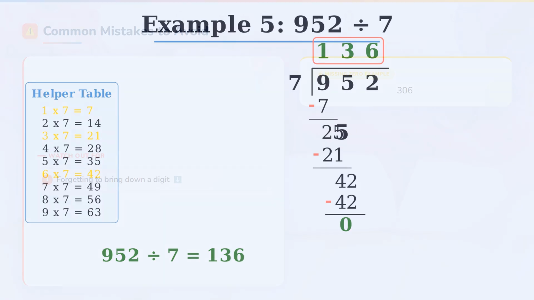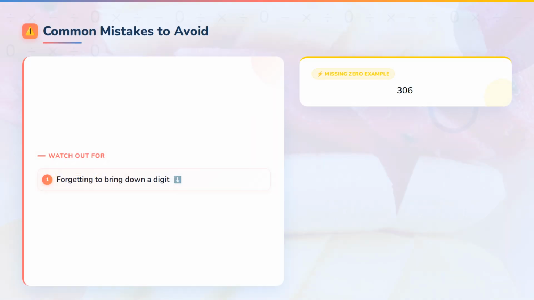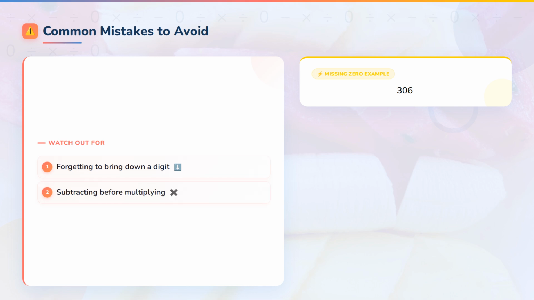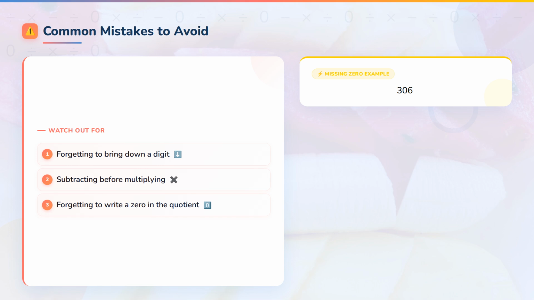Nice. Even math superstars make mistakes. So let's talk about the most common ones. First, never skip the bring down step. Every digit must come down. Second, remember the order. Divide first, then multiply, then subtract. Don't mix those up. Third, watch out for zeros in your quotient. If the divisor doesn't go into the current number at all, you write a 0 on top and then bring down the next digit. Missing that 0 is a super common error.